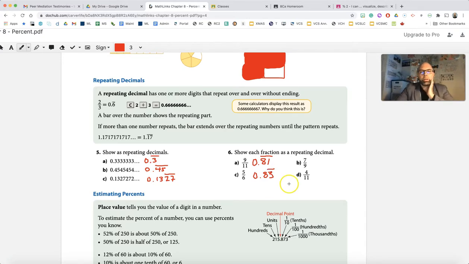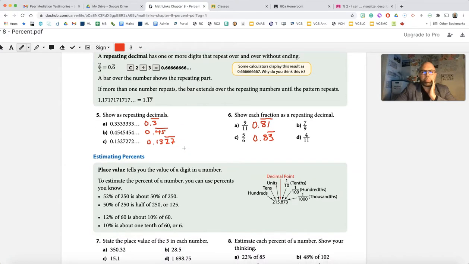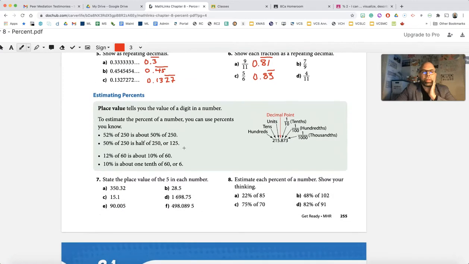Now, why are we talking decimals all of a sudden? Because when we convert from fractions to percentages, in some cases, the fractions don't convert very nicely and neatly when we have these repeating percents. So we have to talk about how we handle that.